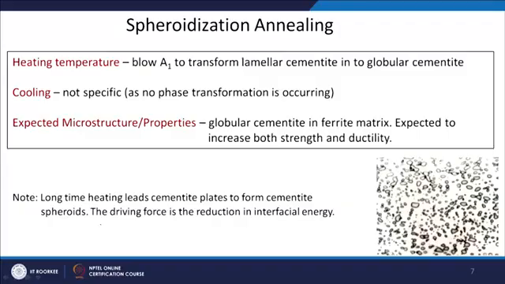So, heating temperature, again what will be the heating temperature? It will be below A1, to transform lamellar cementite into globular cementite. So, you will have globules of cementite. Cooling is not specific, as no phase transformation is occurring. In this case cooling is not important because we are not crossing the austenite boundary here.